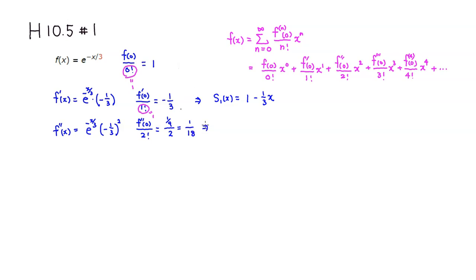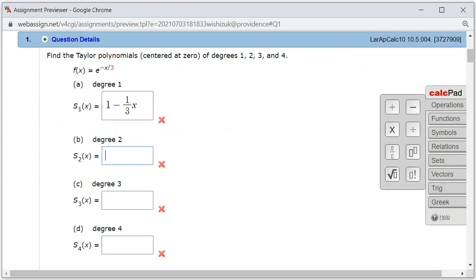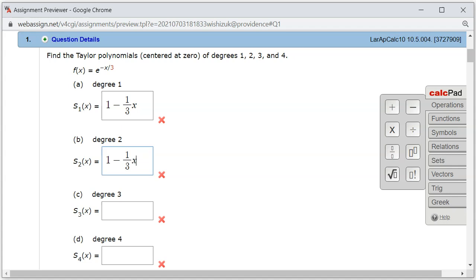Now we have S2 of x. Of course, the first two terms are exactly the same, and the next coefficient is positive 1 over 18 x squared. So let's put that in there: 1 minus 1 over 3 x plus 1 over 18 x squared.